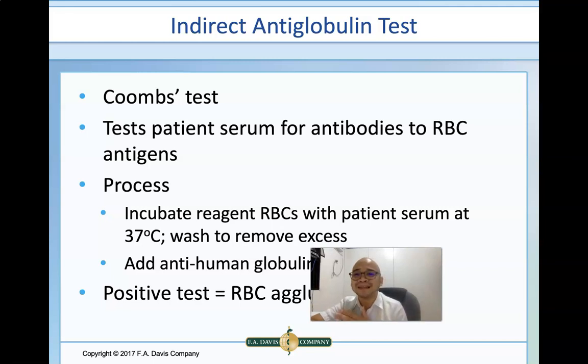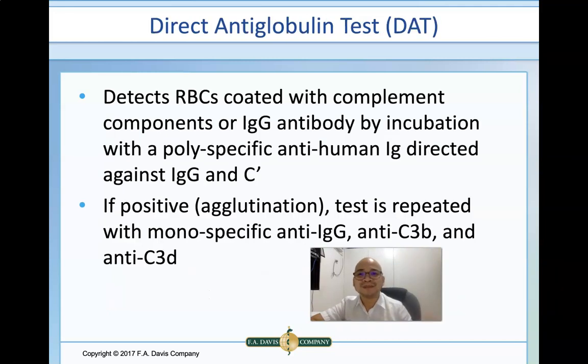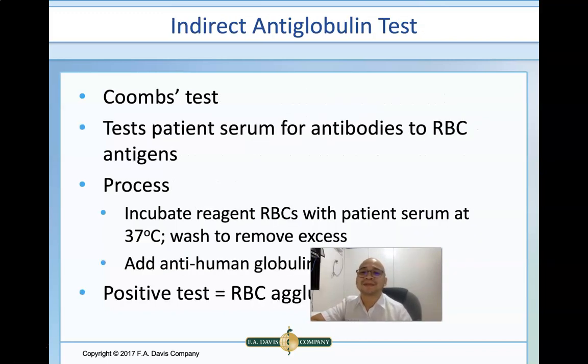In the direct test, we're using cord blood. Here, in the indirect test, we are using the patient serum because we are trying to detect antibodies to RBC antigen, which is the exact opposite of the direct antiglobulin test, because there we're trying to detect if there are any RBC that has been coated with complement component or IgG antibody. So here, we're trying to determine if the patient serum would have antibodies against RBC.